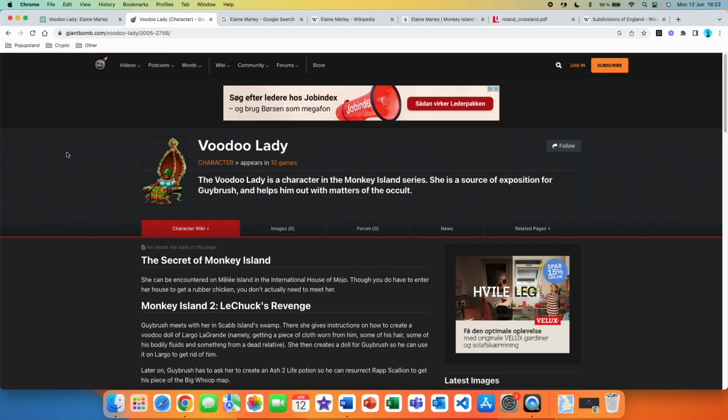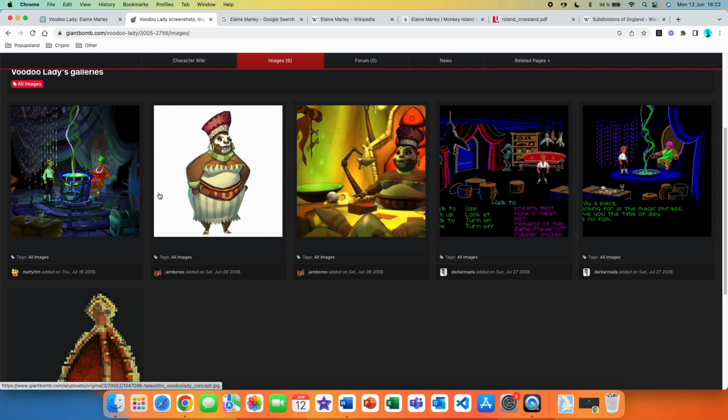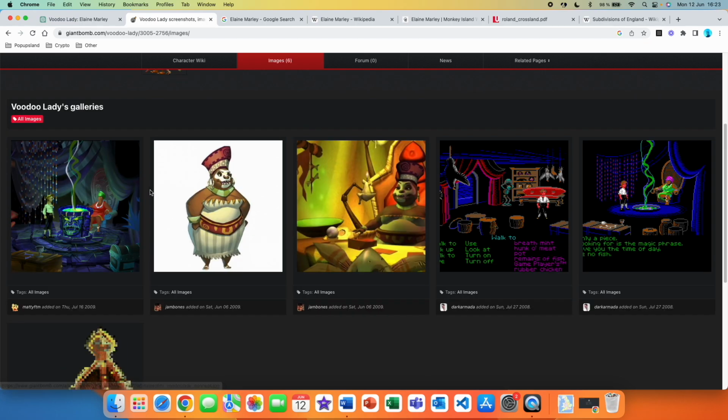So here, if you go and actually search for the voodoo lady, you can see that the voodoo lady is called the voodoo lady. That is literally her name. You can see it here. The voodoo lady is a character in the Monkey Island series. So here, her real name is the voodoo lady. That's how she's referred to in the game. This is how she looked in the first games. And then as the graphics obviously evolved and got better, you can see that this is how she looks later in the games.